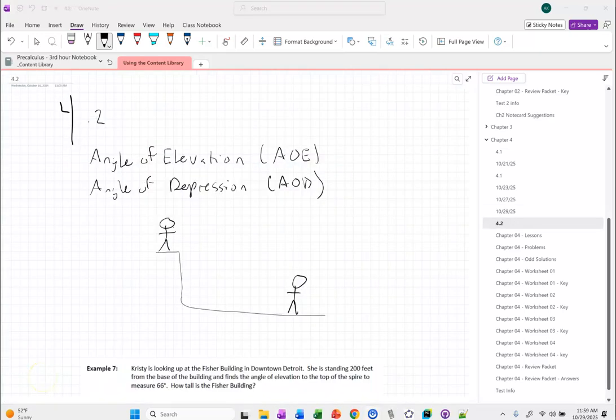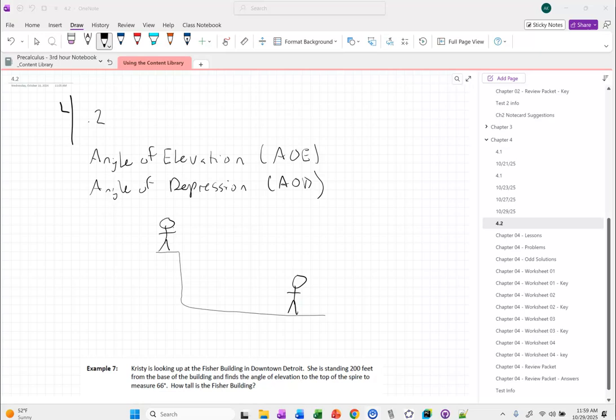We got one more topic in chapter 4, and it's a relatively easy topic. We're going to be talking about angles of elevation and angles of depression. I'm not going to define those 2 terms with words. Rather, I am going to draw a picture and label. Okay? So let's say we have 2 people in our picture. One person standing higher than the other.